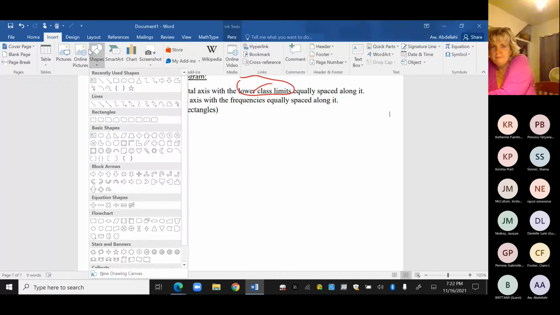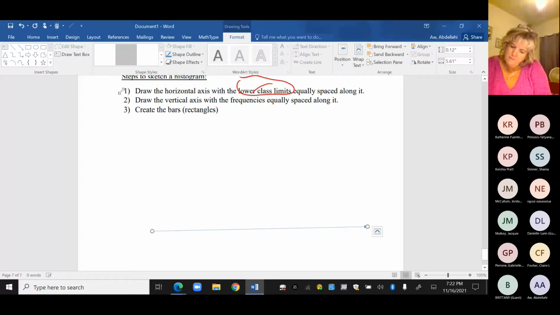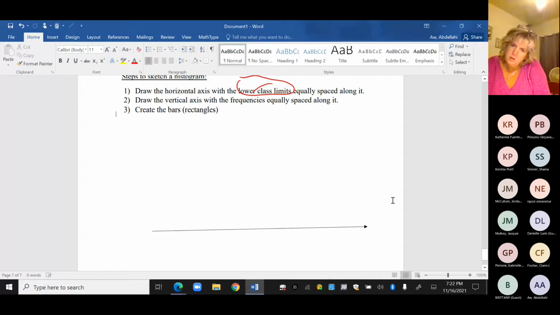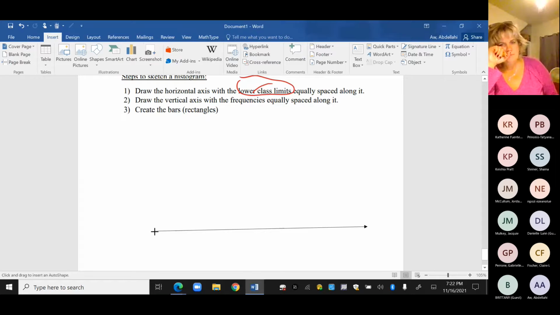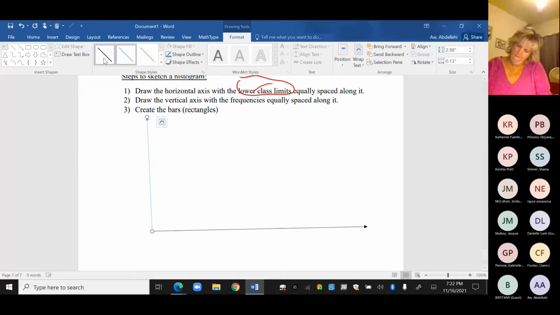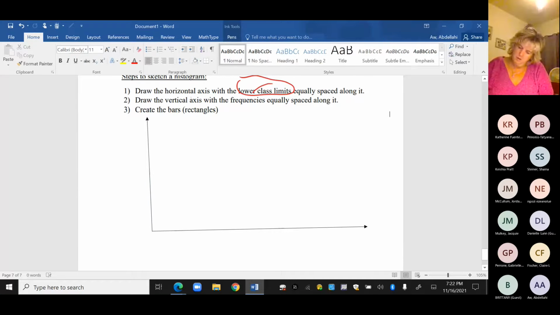So I'm going to draw the horizontal axis like this. You see, the vertical axis right here will represent the frequencies, okay? We know that. But here, I'm going to draw your attention to the horizontal axis. This is where you put the classes.